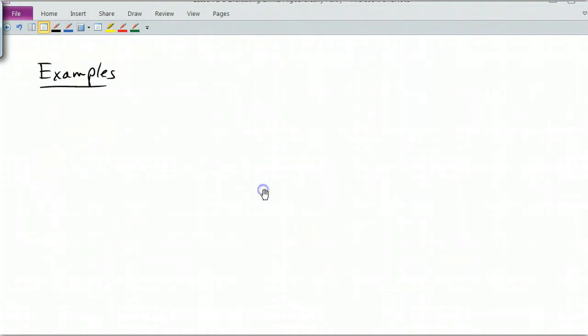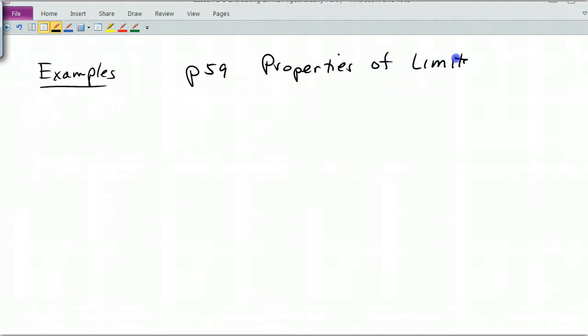Before I start these examples, though, in your book on page 59 are properties of limits. It's down at the bottom of the page. You need to look at those properties, but I'll refer to them as I go through some of these examples.